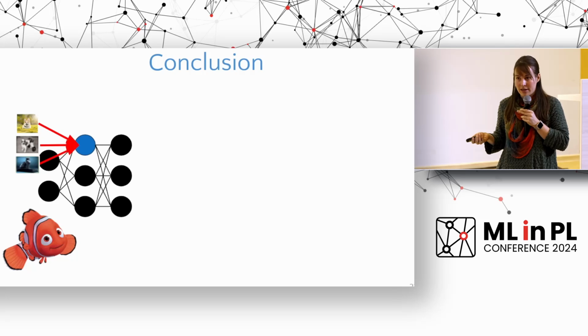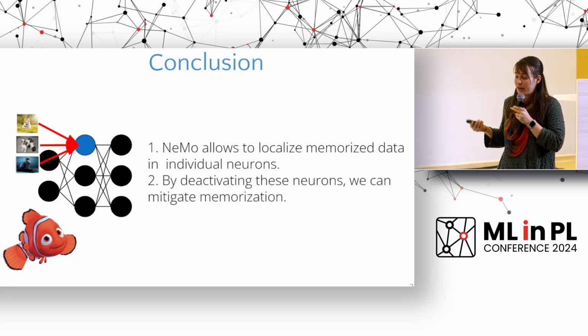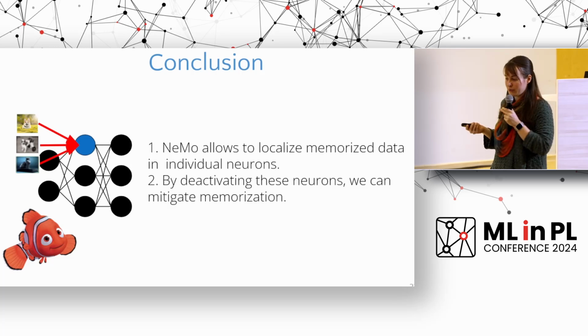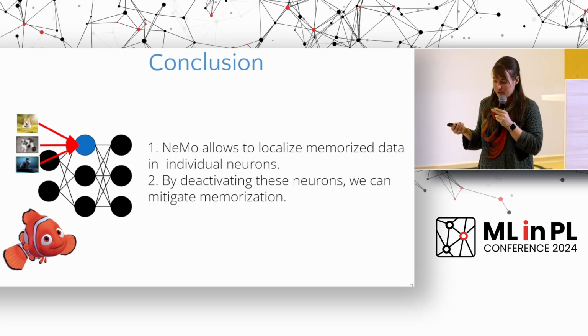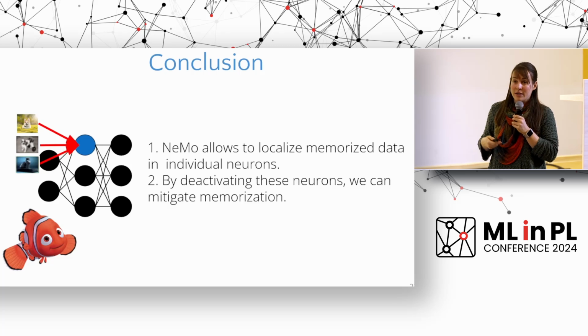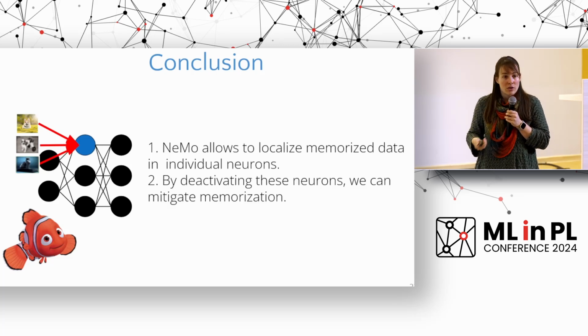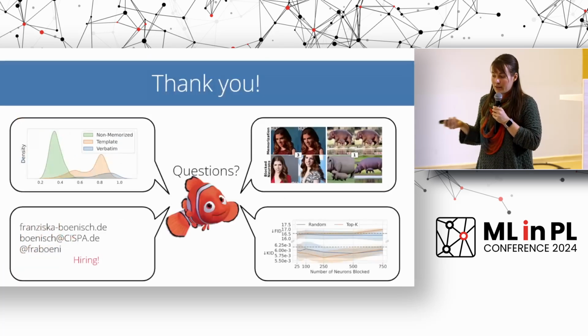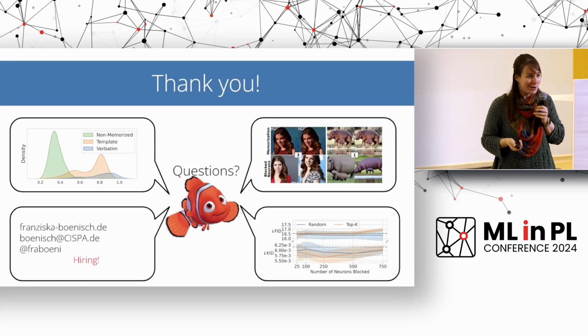So to wrap all of that up, we can see that NeMo allows us to localize the memorization of individual data points in individual neurons or parameters of the diffusion models. And if we deactivate these neurons, we do not only mitigate memorization, but we also preserve the performance of the model. And with that, I'd like to finish, and I'm happy to take any questions.